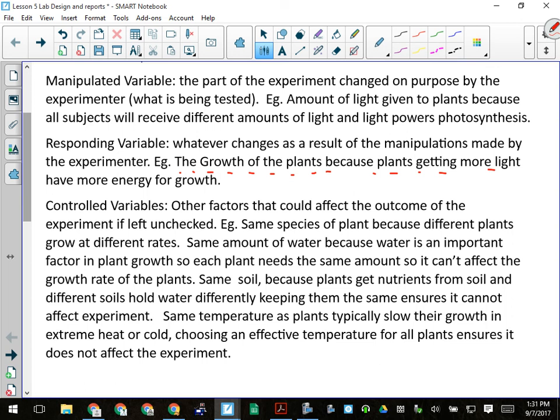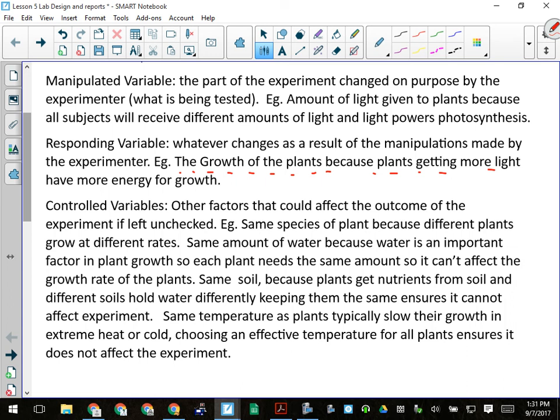There's an explanation. It would affect the experiment in this way. Here's a controlled variable, and here's how it would affect the experiment if it wasn't controlled. And you might sometimes also write in there how you're controlling it. I mean, same species of plant. I'm not using different plants. That's kind of a given the way I wrote that.